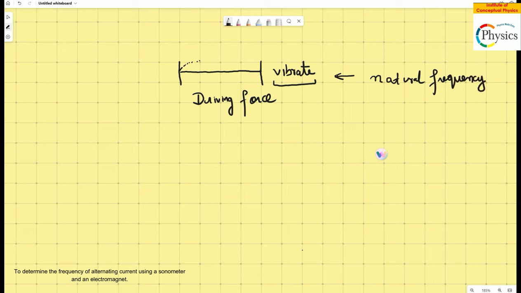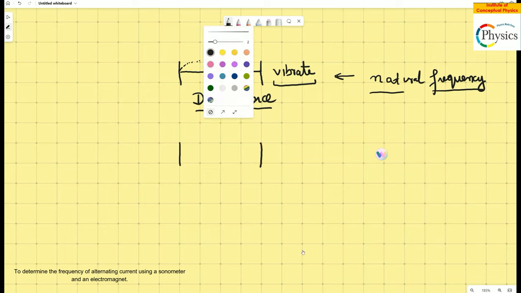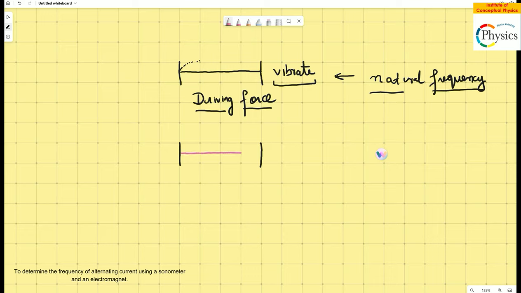So everything in the world, it can be a wire, it can be anything, can result in a vibration. That vibration is natural and is part of the natural frequency. Now, if you have a special arrangement in which you have the same wire, and the same wire is now plucked using a driving force again. Let's use the driving force. Okay, so I'm using another driving force.